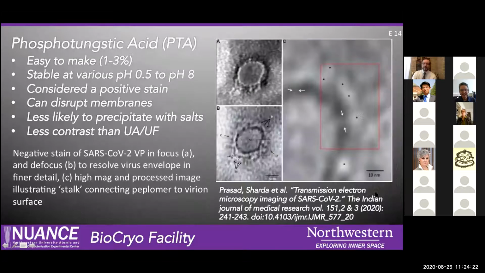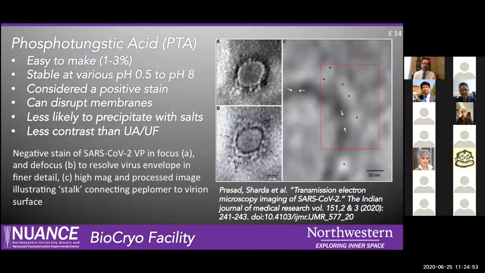Okay, so as we mentioned, there's a lot of other stains out there. I'm a big fan of phosphotungstic acid, PTA. This is another stain that's very easy to make. You can titrate it to very, very low pH and get vastly different results. It's considered sort of a positive stain. It does stain negatively as well, but it can play some role in changing what you see. You want to be careful with it because it can disrupt membranes.